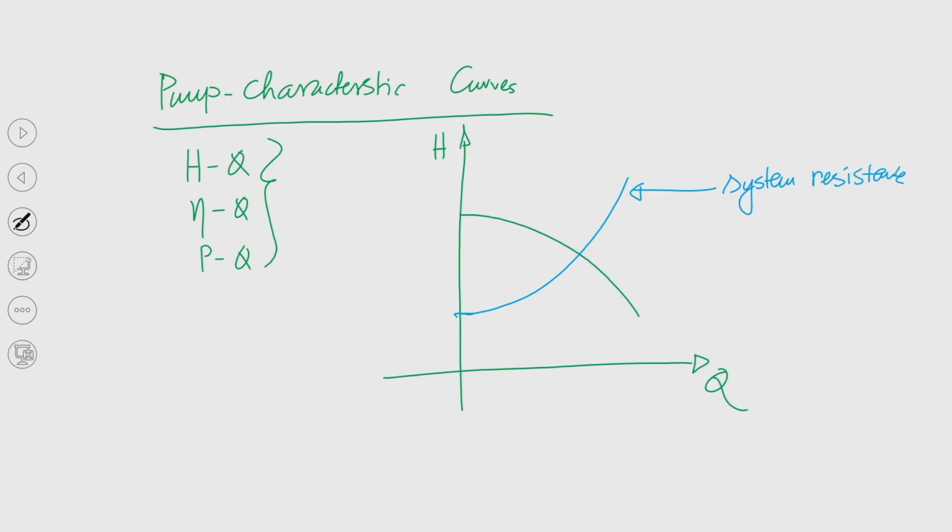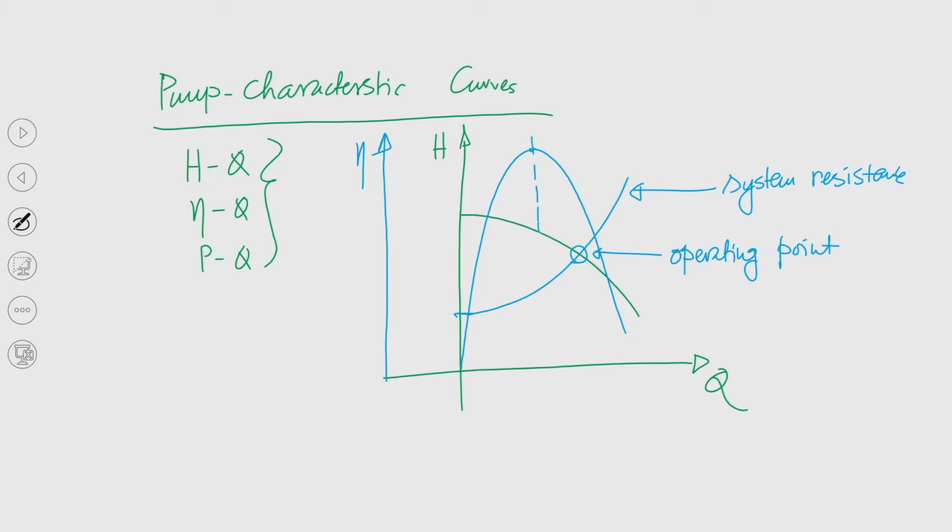Now, this is the operating point. Now, if we try to superimpose other curves in this plane, say this is eta versus Q, the curve will be like this. If we superimpose, this curve will be like this. So, you can understand this is the maximum efficiency point.